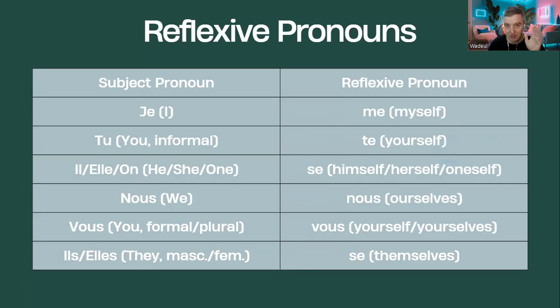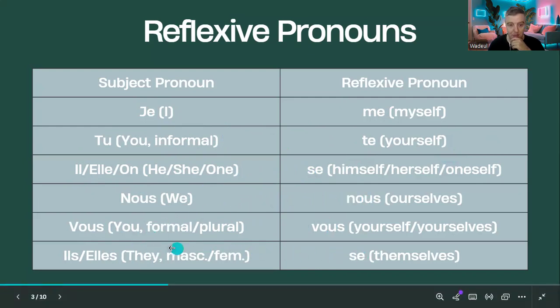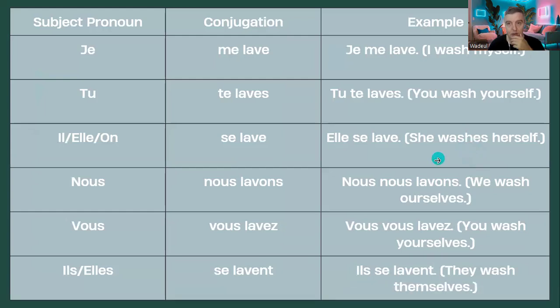So we're gonna see more examples. Now here the small table, you can see now you have je, that the pronoun is me, we have tu, we have te, we have il, elle, on, it remains se, so that's the same. We have nous, vous. So you just have to repeat, and then we have se again for themselves. Okay. So let's see some examples, and it's probably gonna be easier after for you to understand.